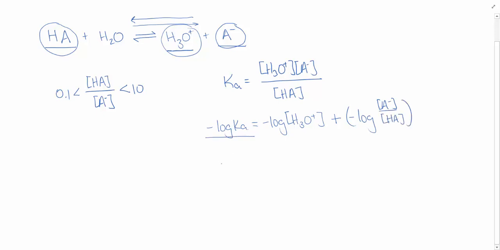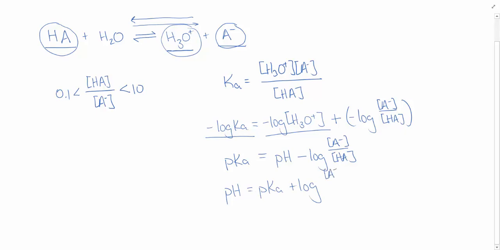The negative log of Ka is the pKa. The negative log of H3O+ is the pH. So this is pKa is equal to pH minus the log of the concentration of the conjugate base over the concentration of the conjugate acid. So overall, our pH is equal to the pKa plus the log of the ratio of the base over the acid.